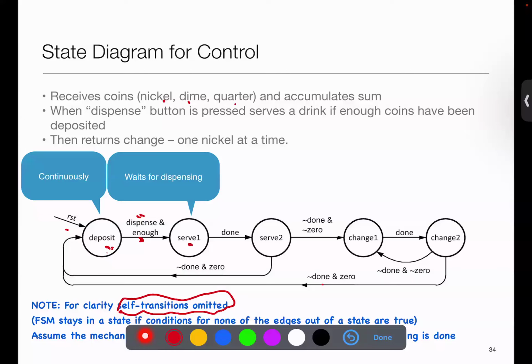In the serve 1 state, what we do is we tell the motor, serve the drink. Then the motor will come back with a done signal. So we stay in serve 1 as long as the motor does not send the done signal. Once the done signal comes, I get to serve 2. Now here, there are 2 possibilities.